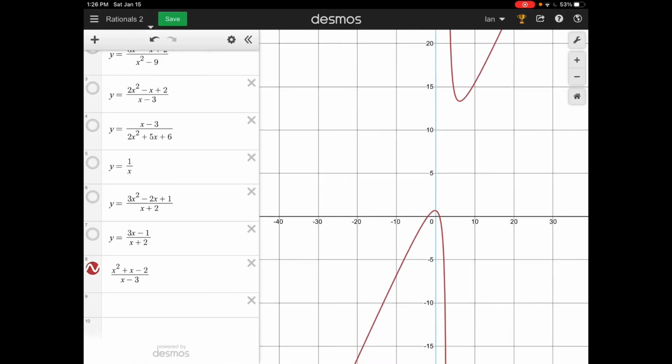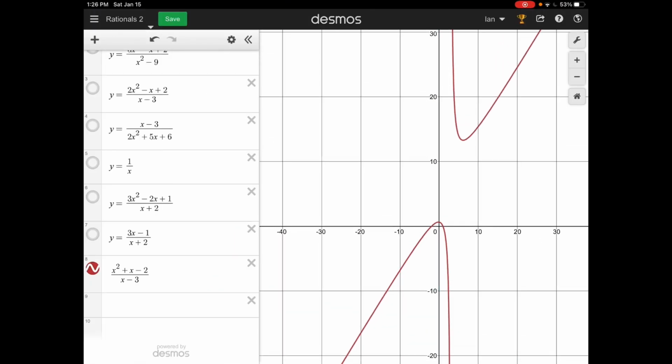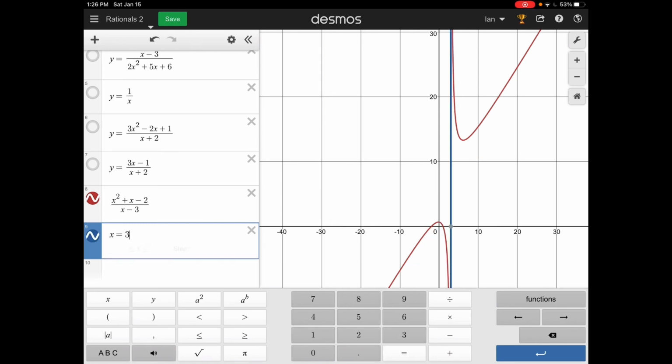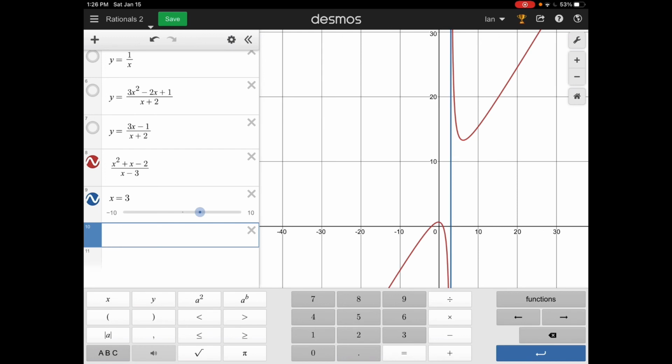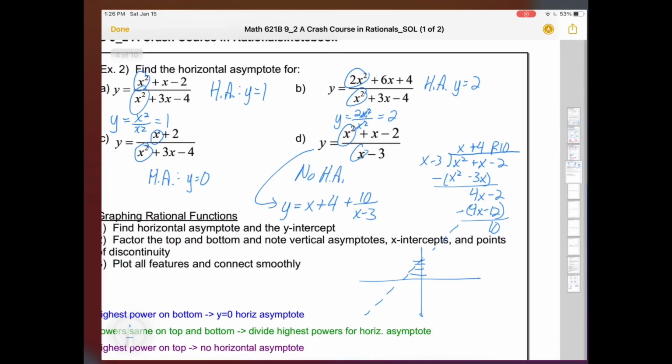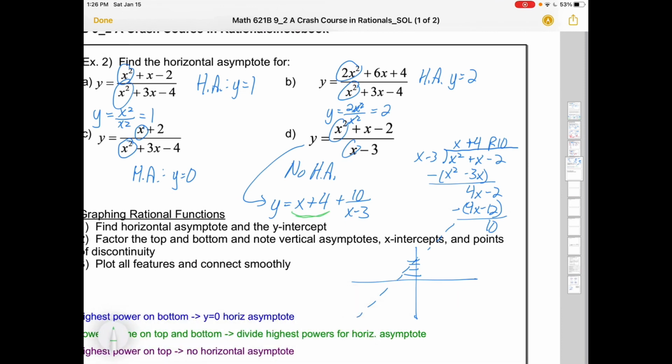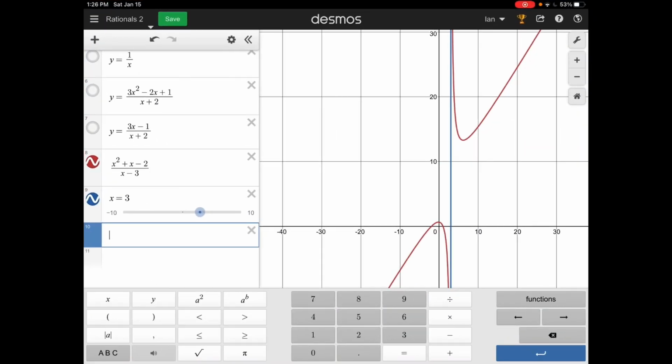So there is that function. Now, we already know it has a vertical asymptote at x equals 3. I'm going to just draw that in, the vertical asymptote. It looks like that. Yeah, it hooks around that. The slanted asymptote that we're going to find is just this piece of the overall function, what we call the quotient, without the remainder when you do the division. So I'm going to graph that on here, y equals x plus 4.